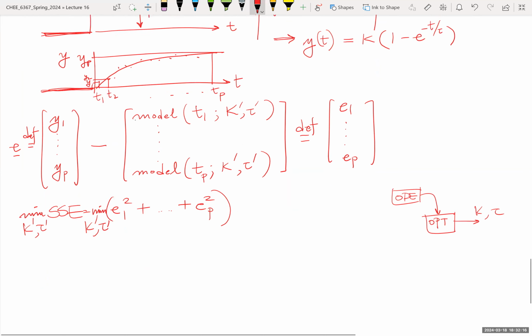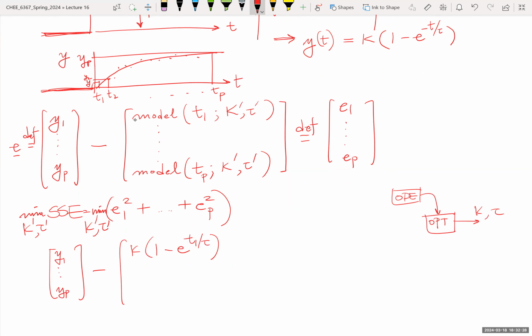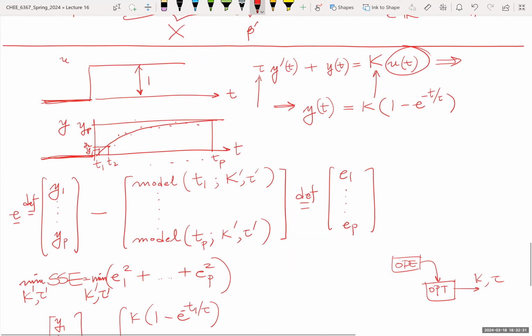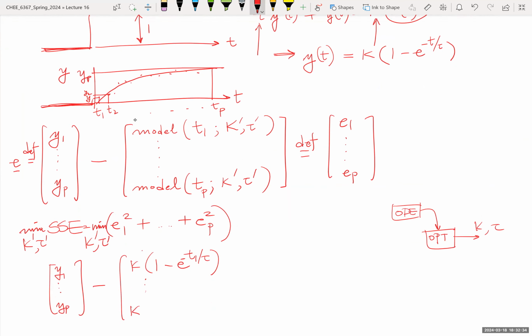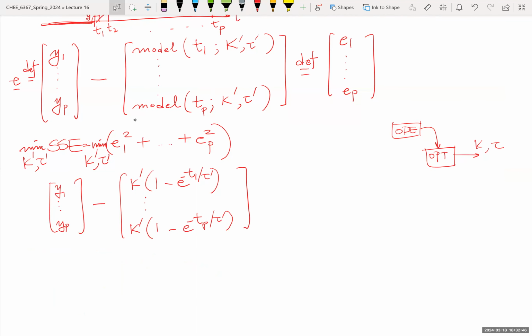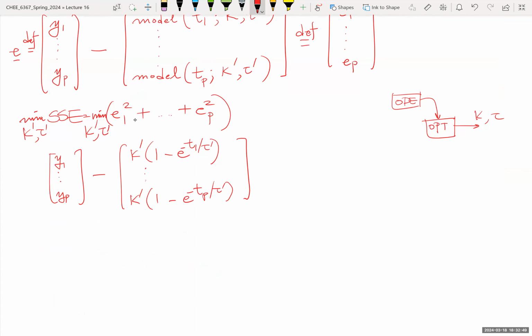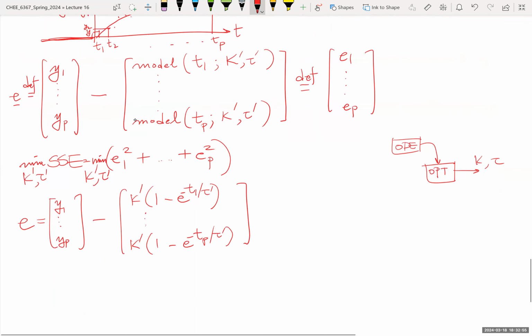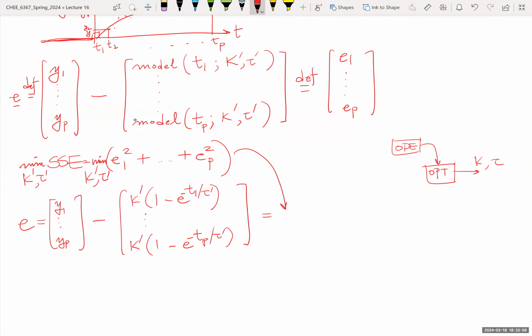So that means then that the error is of the form y1 through yp minus k prime times 1 minus e to the minus t1 over tau prime, the first point, and so on, up to 1 minus e to the minus tp over tau prime. Prime, because I don't know these yet. This is the error, and I want to find what minimizes the sum of the squared errors that I have here.